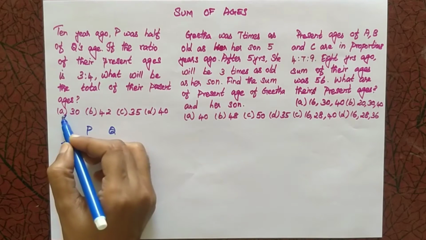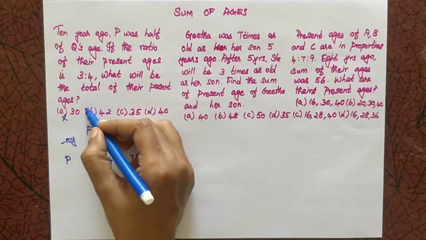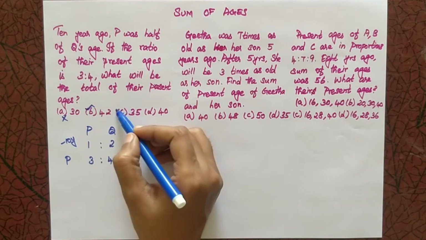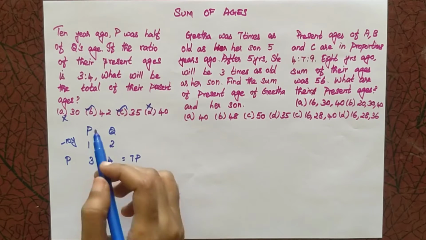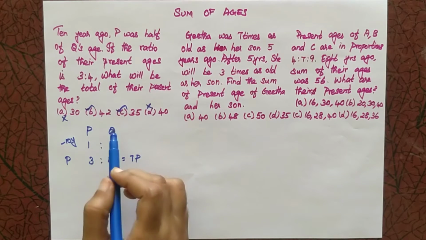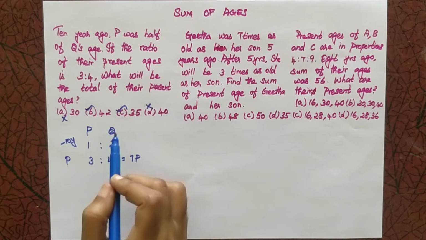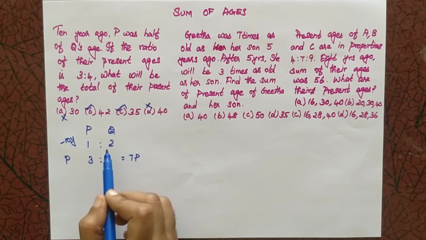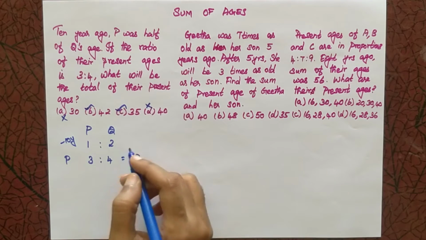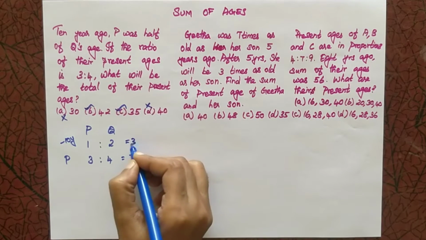30 is not divisible by 7. 42 is divisible by 7. 35 is also divisible by 7 and 40 is not divisible by 7. So we have got two options. Now we have to find which one is the correct option. So for finding it, we have to see this ratio. 1:2. So totally 3 parts.